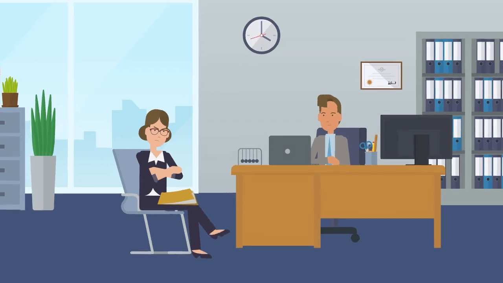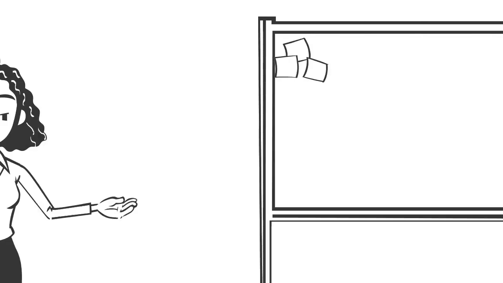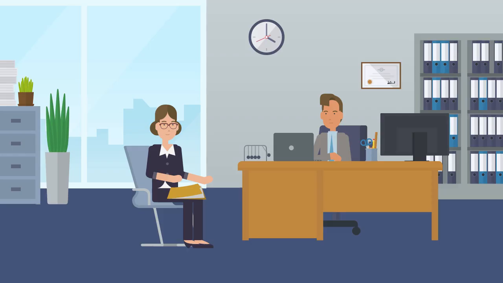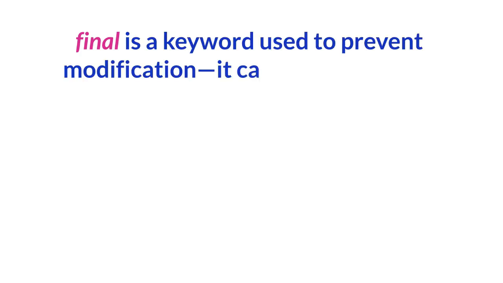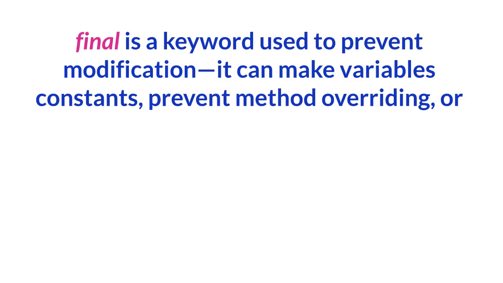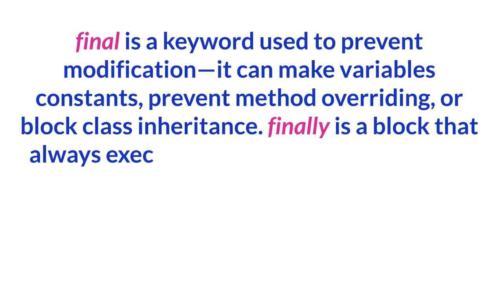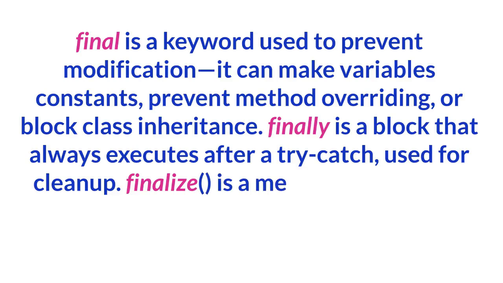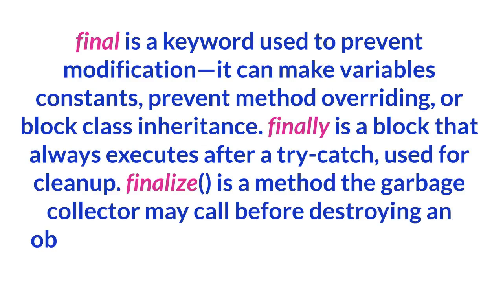What is the difference between final, finally, and finalize in Java? Final is a keyword used to prevent modification. It can make variables constants, prevent method overriding, or block class inheritance. Finally is a block that always executes after a try-catch, used for cleanup. Finalize is a method the garbage collector may call before destroying an object, but it's rarely used in modern Java.